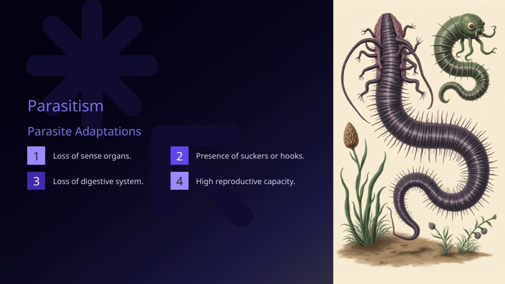like free-living organisms do. All of these features, high reproduction, attachment structures, and simplified body systems, are classic examples of how parasites have evolved specific adaptations for a parasitic lifestyle. These changes highlight the overall theme of how organisms can modify their biology to thrive in very specialized niches.